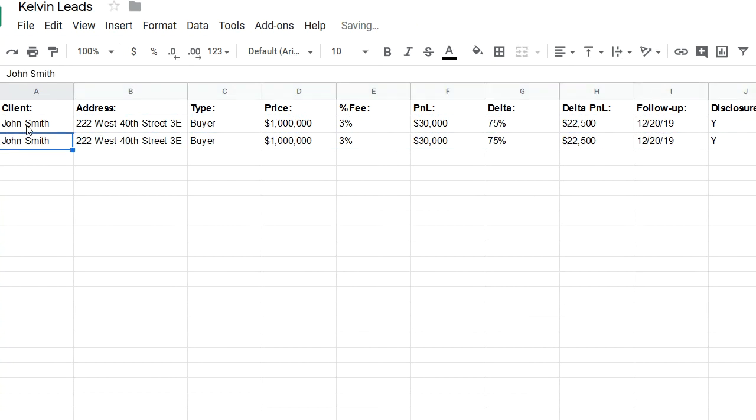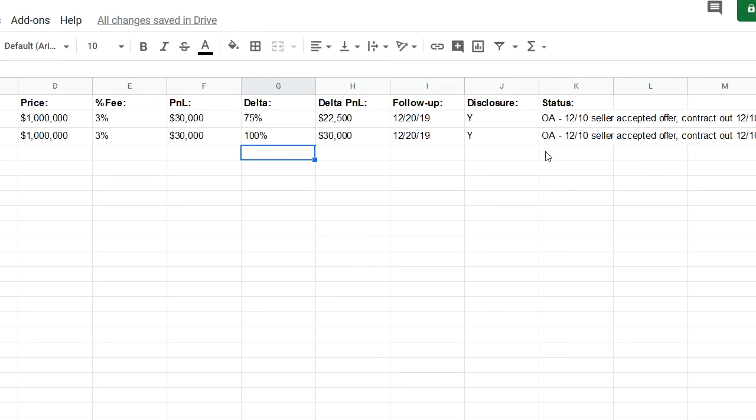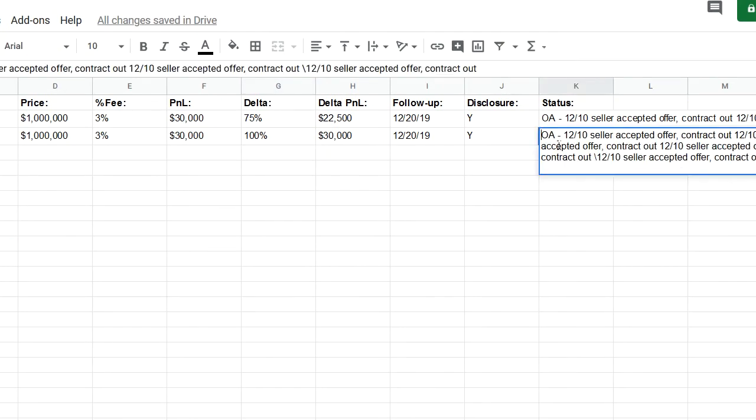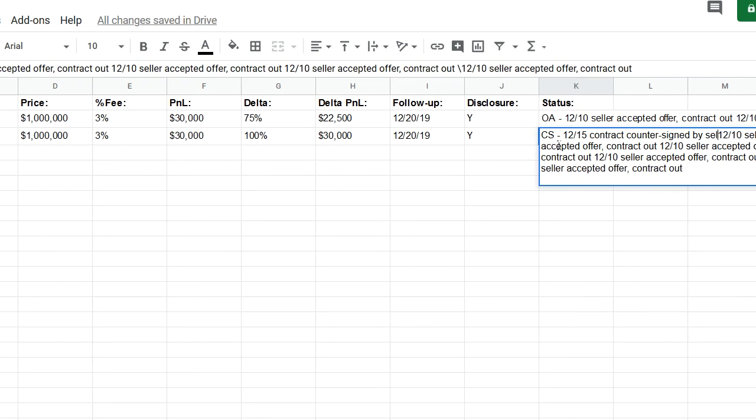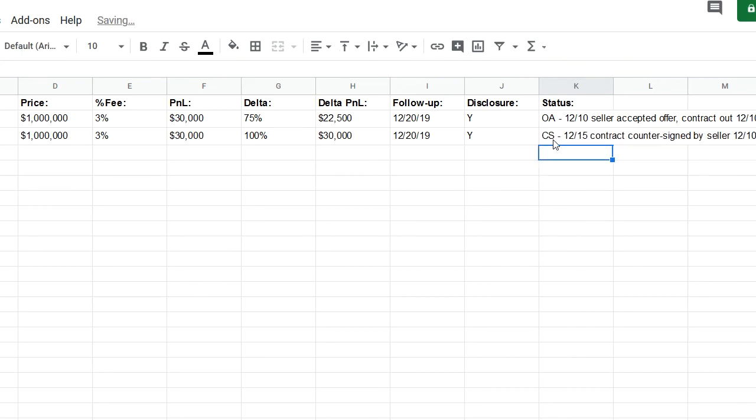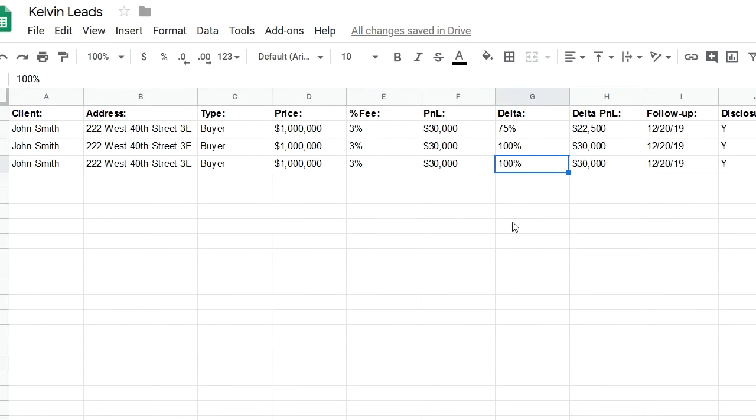Let's copy this, do another example. Let's say, pretend this is a separate client, and now we do 100% of success because it is in contract. We'll say 12:15, contract counter signed by seller. This way you have a note to yourself. Let's do a further example.